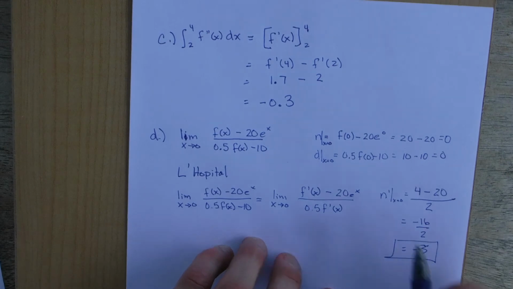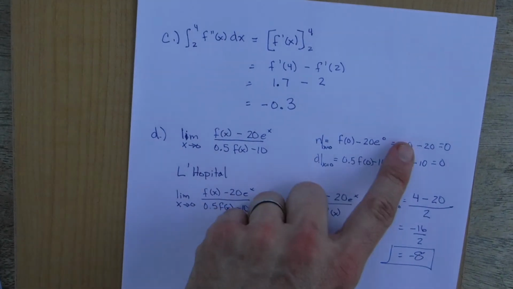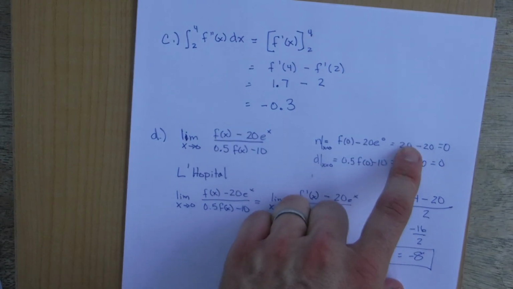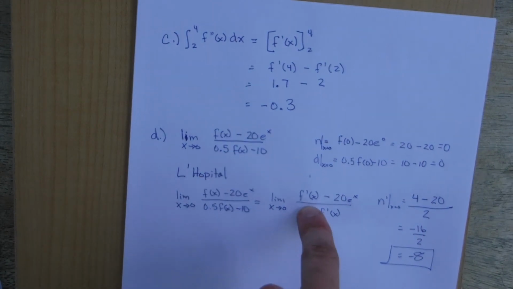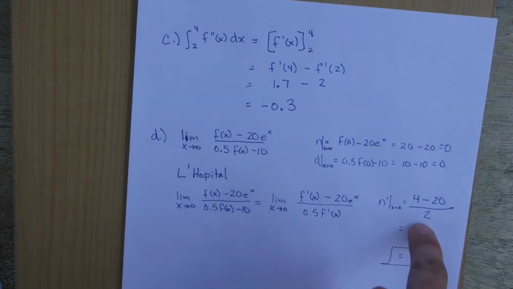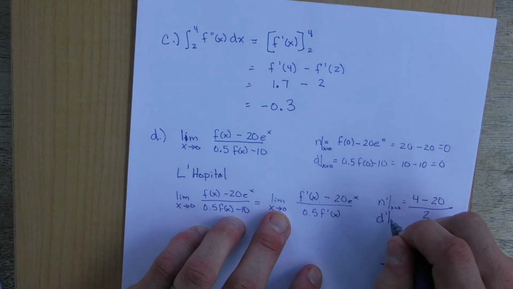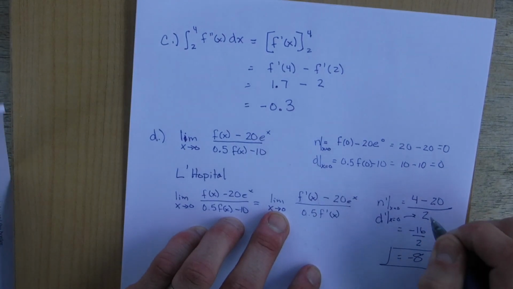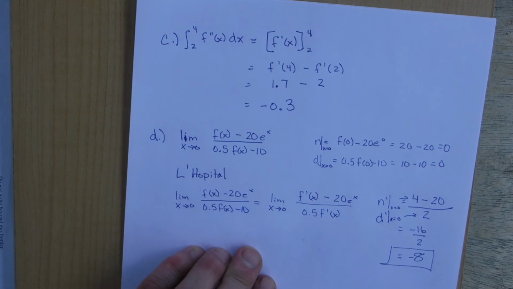So this limit is now equal to negative 8. If the original limit had gone nowhere, giving 0 over 0, L'Hopital says we can take the derivative again and do it again, evaluating n prime and d prime at x equal to 0. Okay, so that is L'Hopital's.